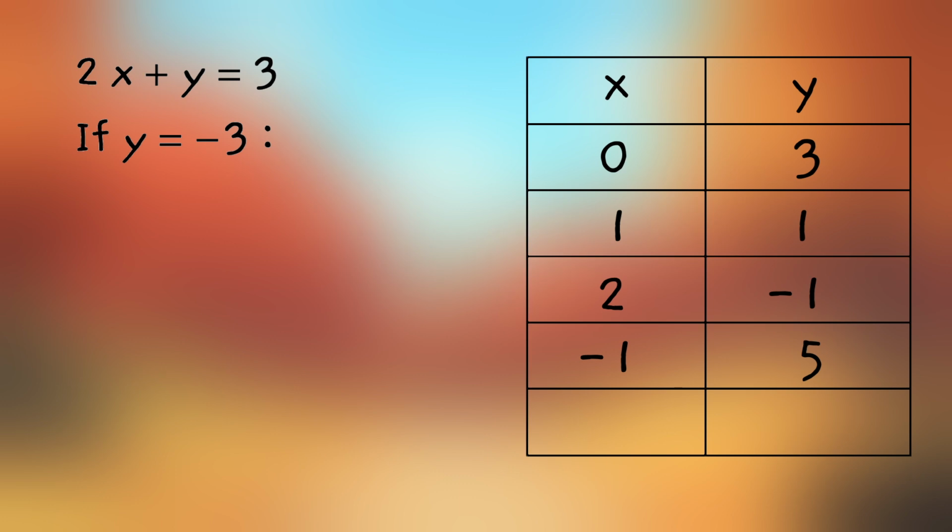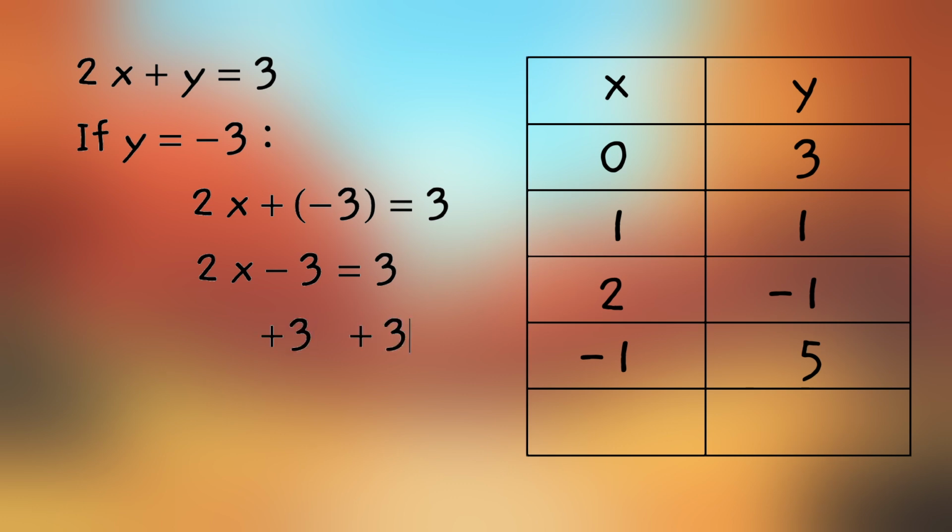So to find out what x should be, we'll plug -3 in for y. So we get 2x plus -3 equals 3. Now 2x plus -3 is the same thing as 2x minus 3. So we have this, and we'll go ahead and solve this. We'll add 3 to both sides, cancel on the left, and we get 2x equals 6. Divide both sides by 2 and you get x equals 3. So if y is equal to -3, then x is equal to +3.